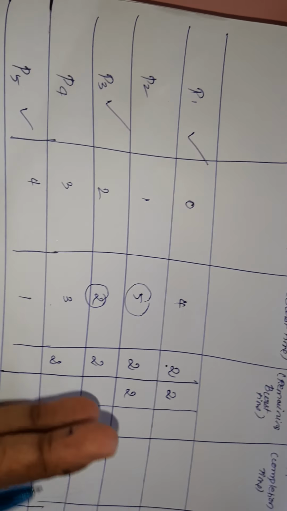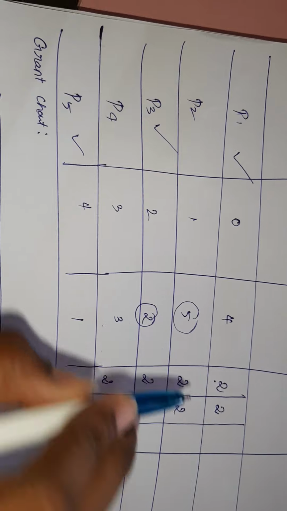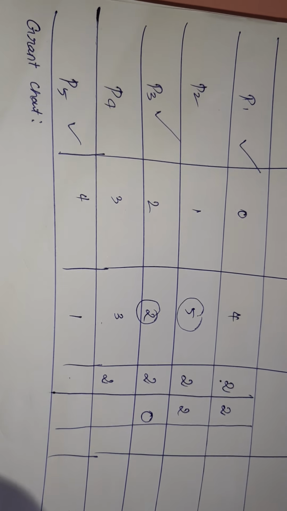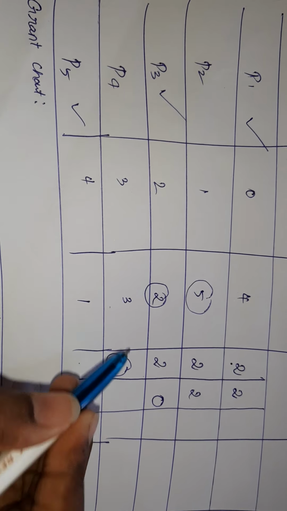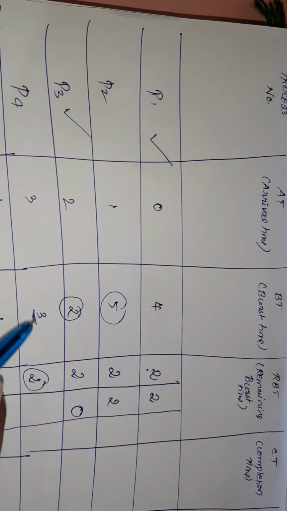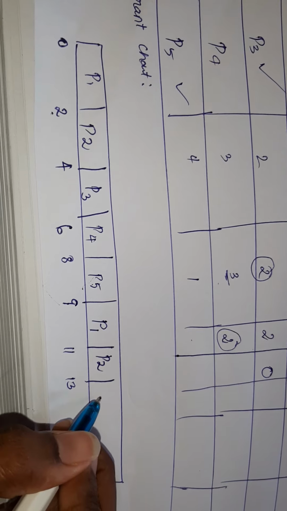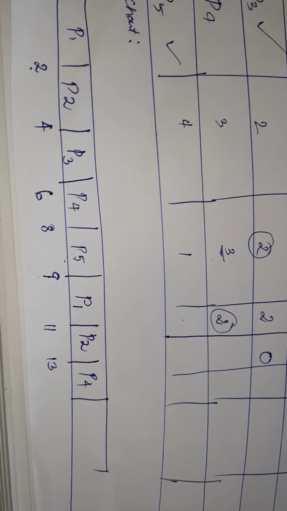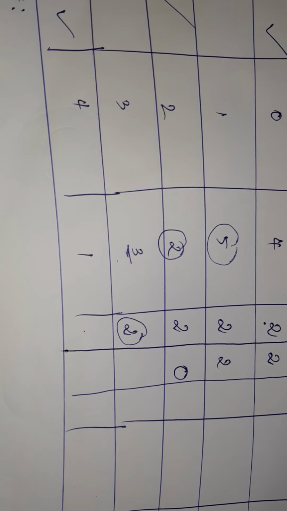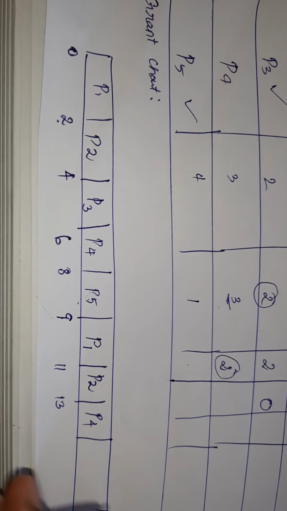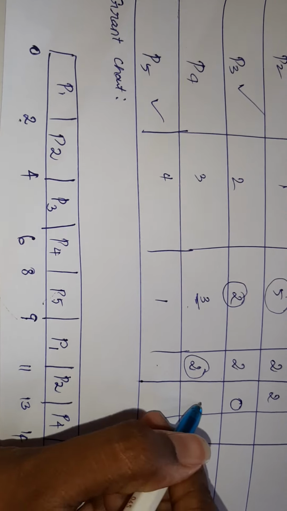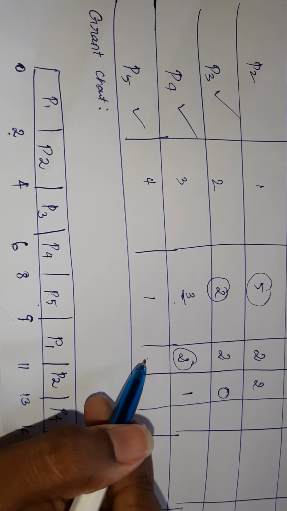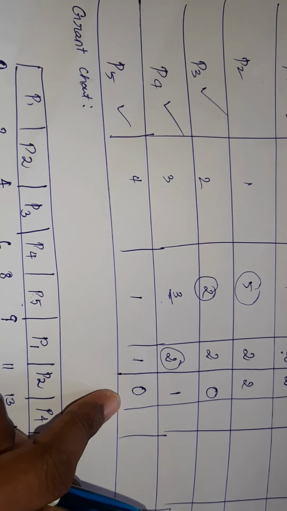So go to P3. Does P3 need any seconds? No, already it is completed, put 0. Okay, next P4. P4 needs one more second, already they completed 2 seconds. According to the burst time, it needs 3 seconds. According to the CPU scheduling, we can give 2 seconds, but the remaining time for P4 is only 1. So 13 plus 1, at the 14th second P4 is going to complete. P5 is already completed, so here I am going to keep 0.